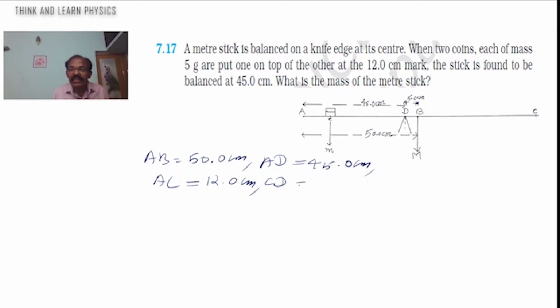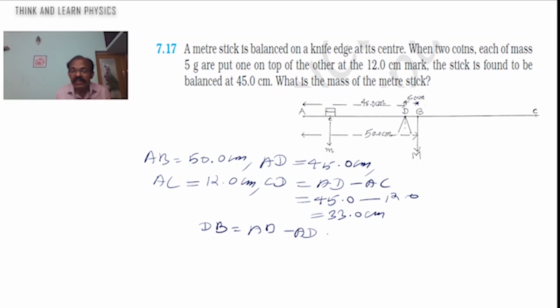Now CD equals AD minus AC. It is clearly equal to 45.0 centimeter minus 12.0 centimeter, so that's equal to 33.0 centimeter. Now DB equals AB minus AD, which equals 50.0 minus 45.0, equals 5.0 centimeter.